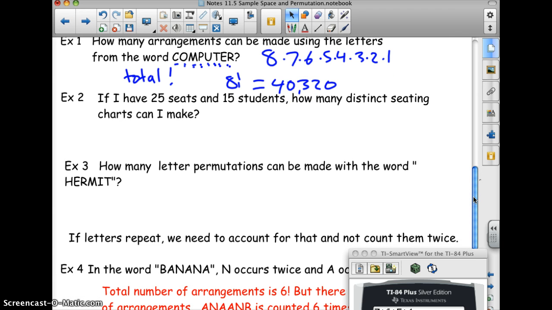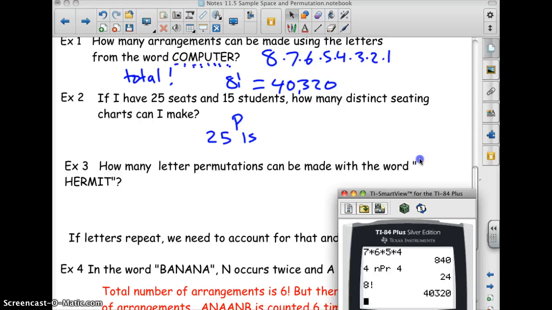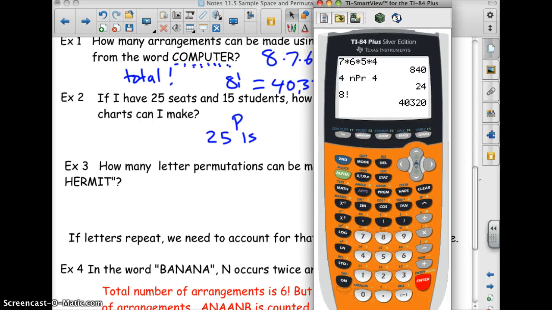Okay, next. I have 25 seats and 15 students. How many distinct seating charts can I make? So basically, as each student comes in, I'll take the first person in the alphabet and pick one of the 25 seats for them, right? So what I'm really doing is, out of 25 seats, I'm going to pick 15 to put kids in. All right, so it's 25P15. So 25, MATH, PRB, nPr, 15.